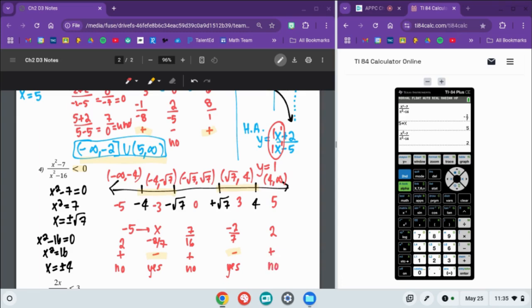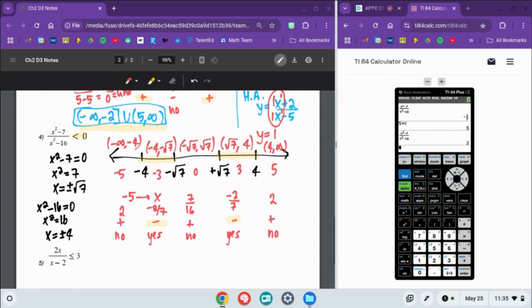All right, so positive 5 is not part of my solution set. All right, so what do we actually want? We want values between -4 and negative square root of 7. Now this is just less than 0, so we don't want to include any endpoints at all. And then union with positive square root of 7 and positive 4 as my final solution set here.